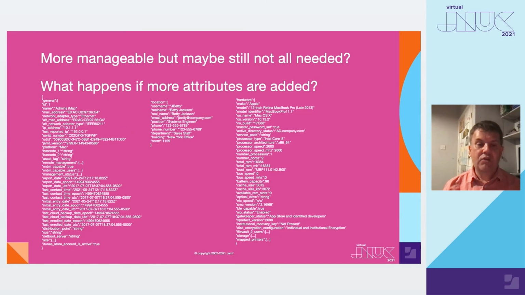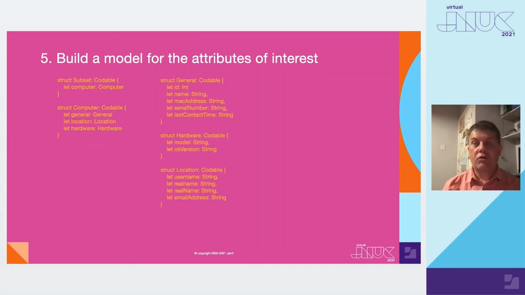But again, each category is still going to have quite a few attributes, and we may not want all of these. We may still only want a subset of them. So how do we continue with this? Well, the first step is to create a structure of the attributes we're interested in. So we're going to recreate that structure.